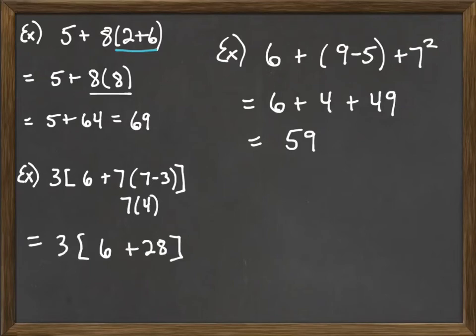So I can rewrite this now as 3 times 6 plus 28. And now I can go ahead and do my addition because it's inside of a grouping symbol, which would give me 34. Okay. And then I just multiply the 3 times the 34 and get 102.